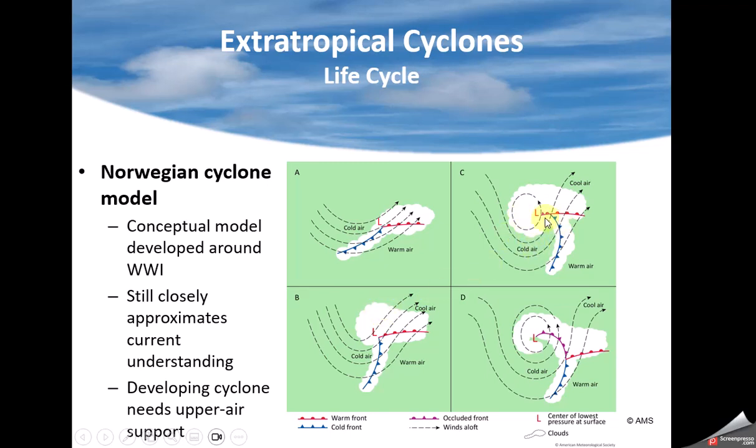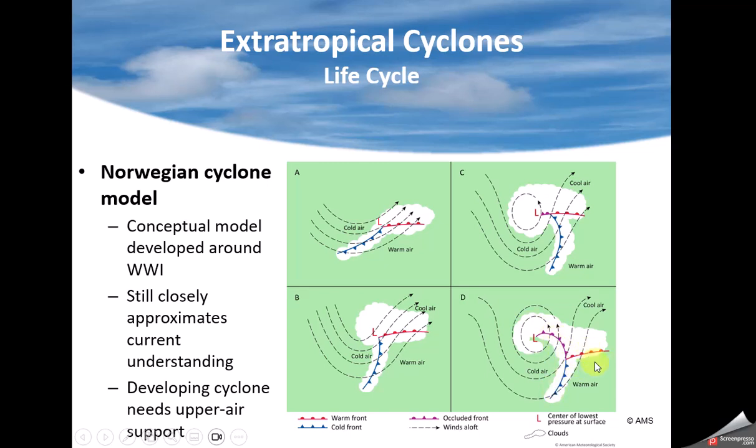Stronger it gets, the actual low gets closer and closer to the upper low, and eventually they're vertically over top of each other, and that's when you wind up with no more development. However, notice what we call a triple point here. There's another warm front that has developed. Here is your occluded front, and here's a cold front.